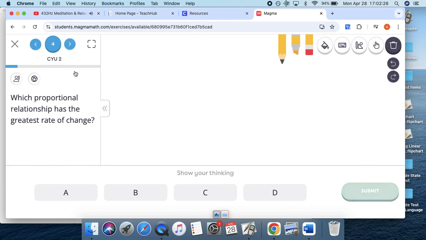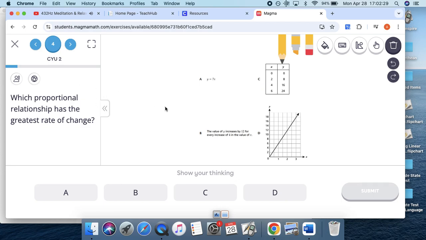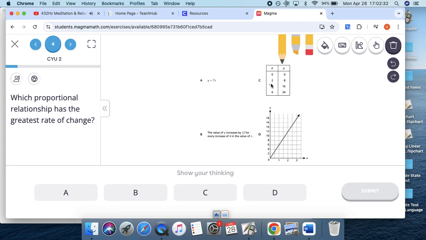Ooh, 3 for 3. Which proportional relation has the greatest rate of change? Okay, so can they make this any smaller? This one is y equals 7x. Let me just make it bigger, right? So we're going to compare. Let's find the rate of change for A: the rate of change is 7 from 7x. For B, I'm going to have to do the slope. So 8 minus 0 is 8. That's the difference in y. And then in x, it'd be 2. So that gives me 4. So far, A is the winner.